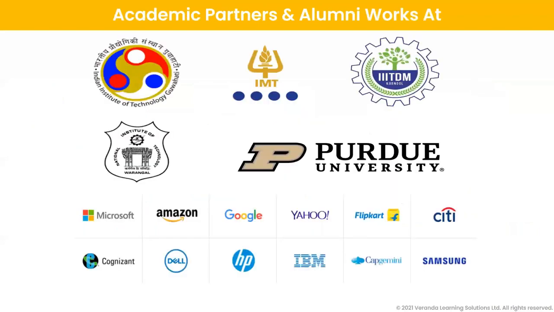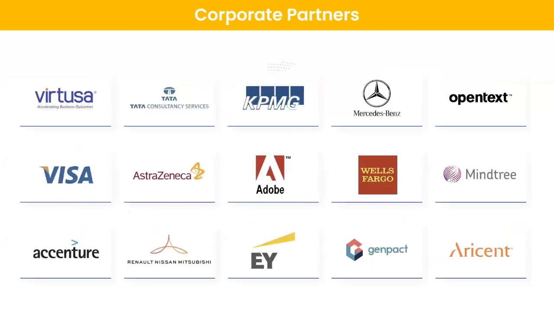These are our academic partners whom we make part of our team while preparing the curriculum for our courses. They include IIT Guwahati, IMT, NIT Warangal, Purdue University, and IIT DM Kurnool, and some of our alumni work at Microsoft, Amazon, Google, Yahoo, IBM, Samsung, and the list grows. These are some of our corporate partners. They include KPMG, Accenture, TCS, Benz, and many more. I think you don't need an introduction for them.